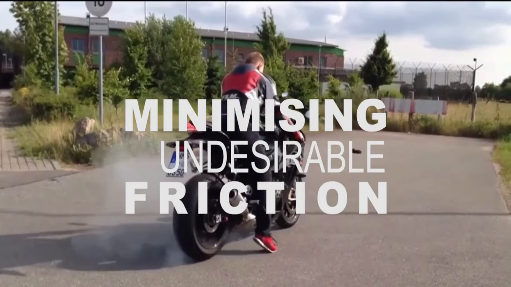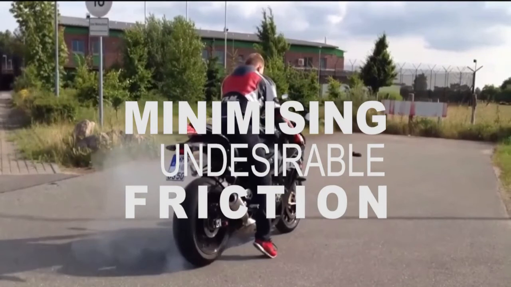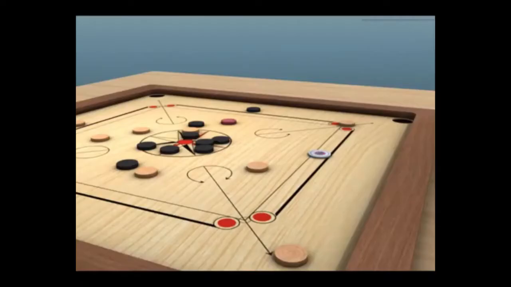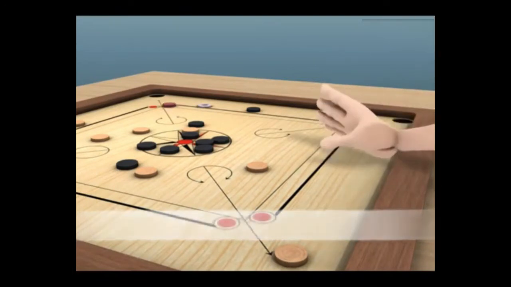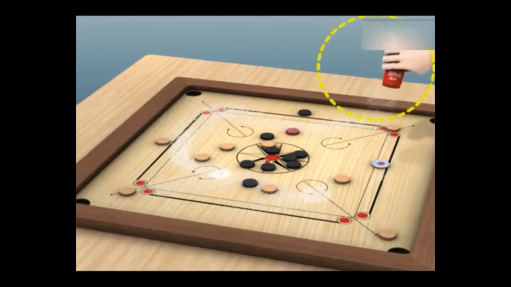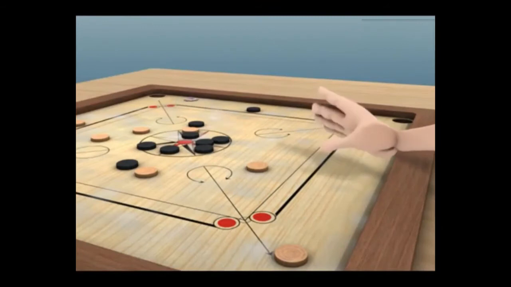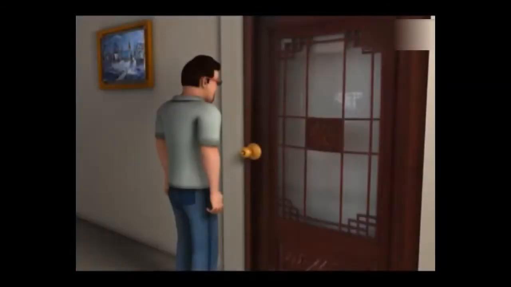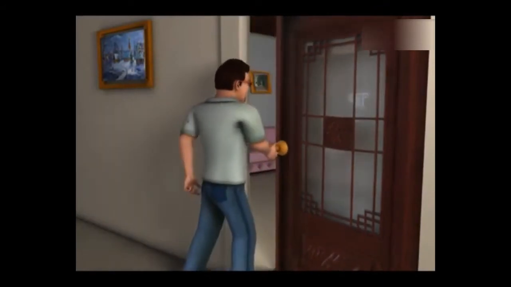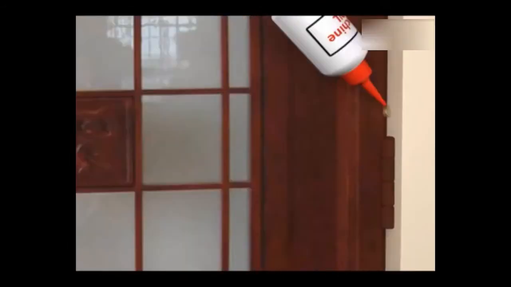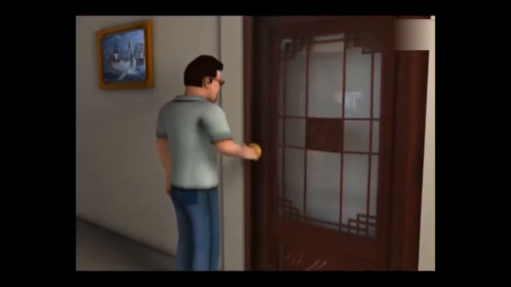In some situations, however, friction is undesirable and so it is necessary to minimize it. You must have played the game of carroms. We sprinkle powder on the carom board to reduce the friction so that the striker and the carom coins move smoothly on the board. Sometimes it is difficult to open the door. In such a situation, we pour a few drops of oil on the hinges of the door, which reduces friction and makes the movement of the door smooth.